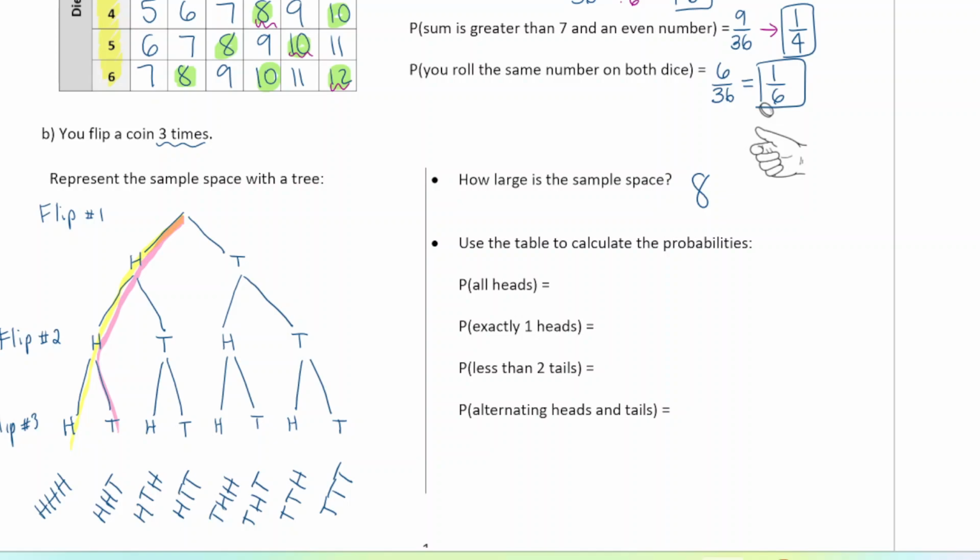Okay, now let's use this to calculate the probabilities. So the probability that we flip all heads, well, there's only one way to do this. So it's going to be 1 out of 8.